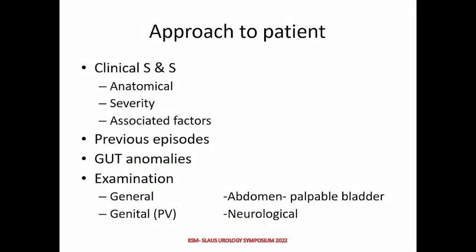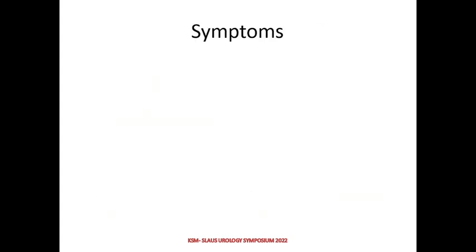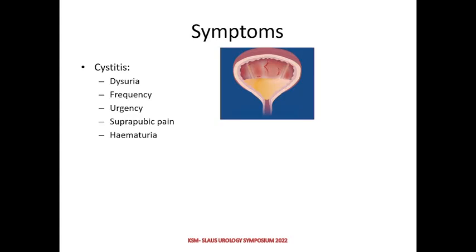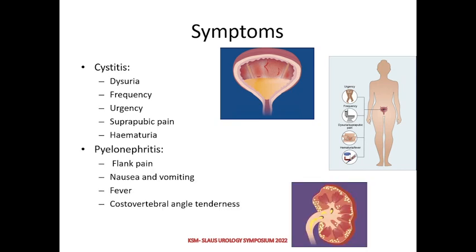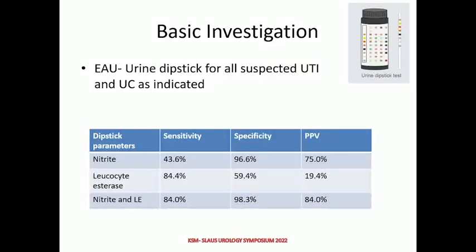So how are you going to approach a patient? The signs and symptoms are going to differ with the anatomical site and severity of the infection. We want to take a good history, including previous history, whether it is a recurrent UTI or a single episode of UTI, and any predisposing factors, and then examination: general examination with abdominal, genital, as well as neurological examination. For symptoms, in cystitis it should be mainly storage symptoms: frequency, urgency, dysuria, suprapubic pain, and often they will present with hematuria also. Pyelonephritis again depends on the severity: fever, nausea, vomiting, flank pain, and costovertebral angle tenderness.